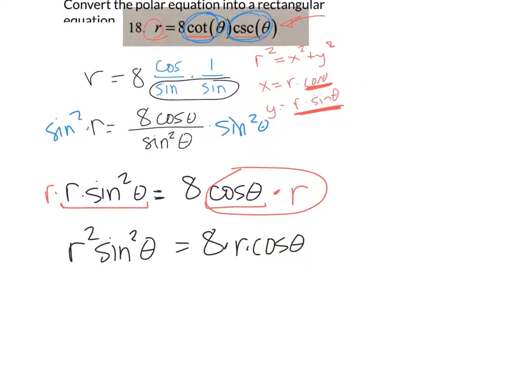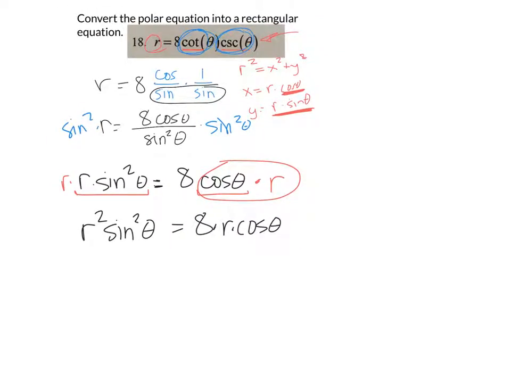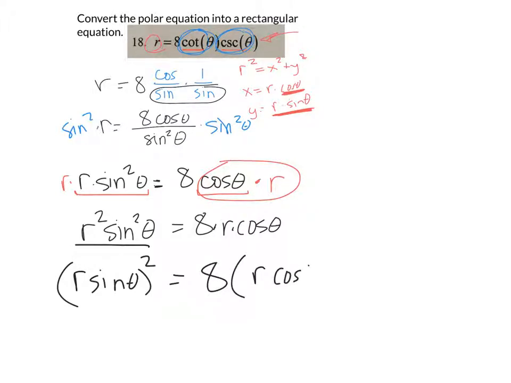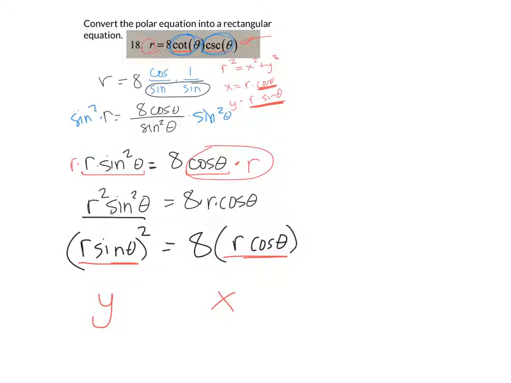Now this is looking much more promising. So one thing real quick here, I'm just going to write this as r sine squared, just for funsies. And over here, r times the cosine of theta. So now I see my substitution. r sine gets replaced with y. r cosine gets replaced with x. Everything else stays the same. So that's y squared equals 8x.